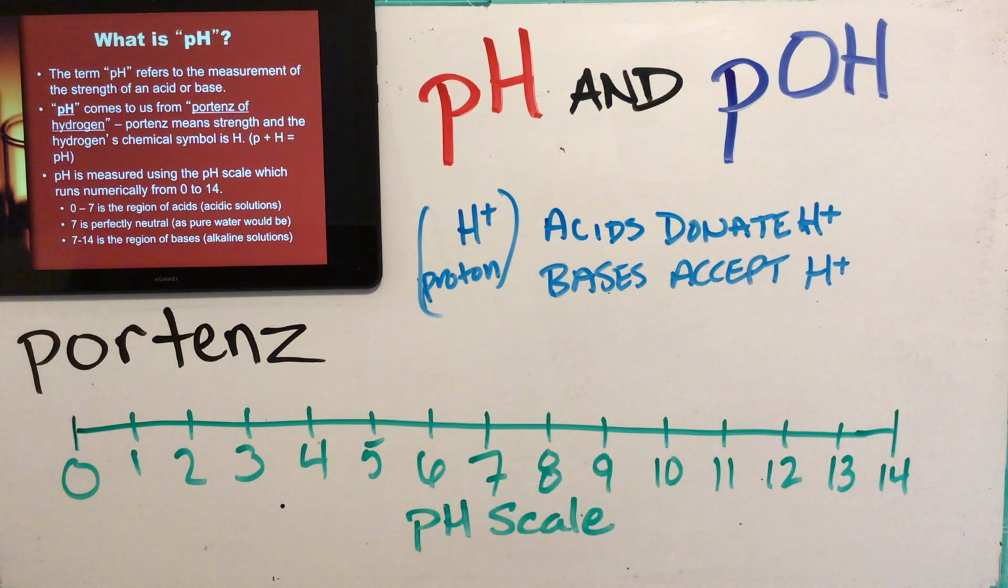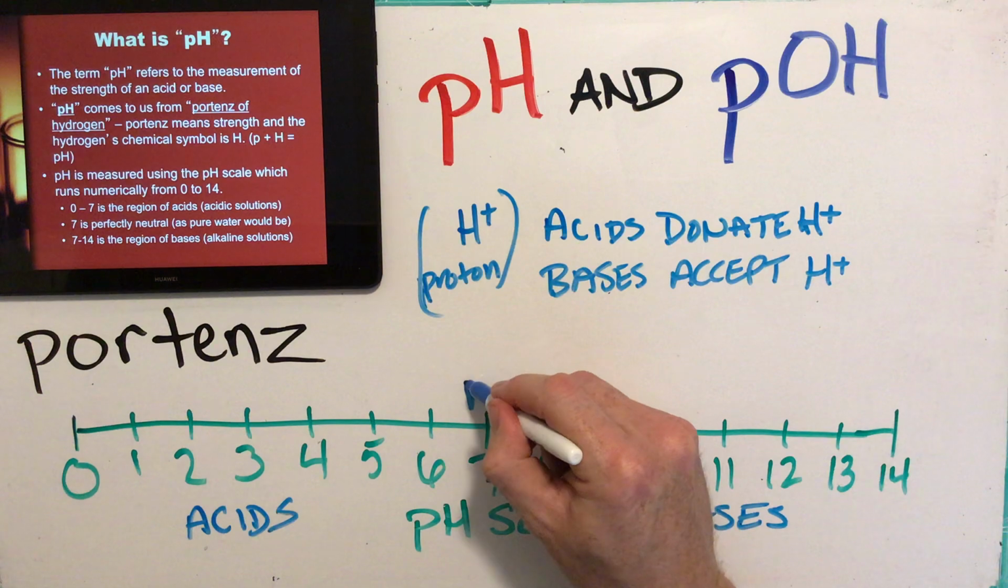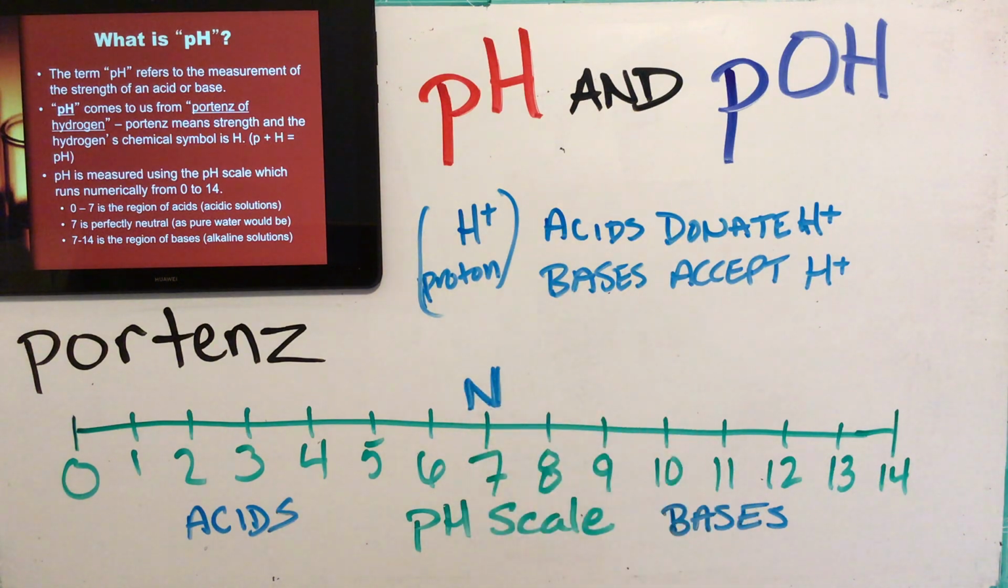So the pH scale, like we have down here in the green, you saw this in grade 10. It runs numerically 0 to 14. 0 to 7 is the region of acids. And 7 to 14, that's the region of bases. And right in the middle, I don't have any room down here, I'll put it right here, 7 is perfectly neutral, neither acidic nor basic. Pure water is a pH of 7. All right? So acidic solutions here, alkaline or basic solutions are here, and hopefully you remember that from grade 10.